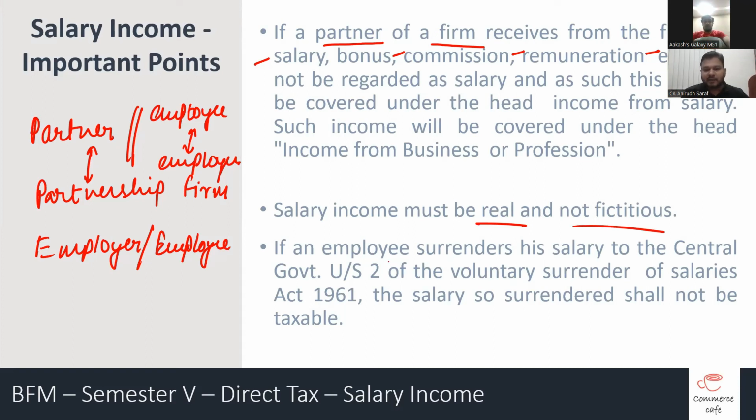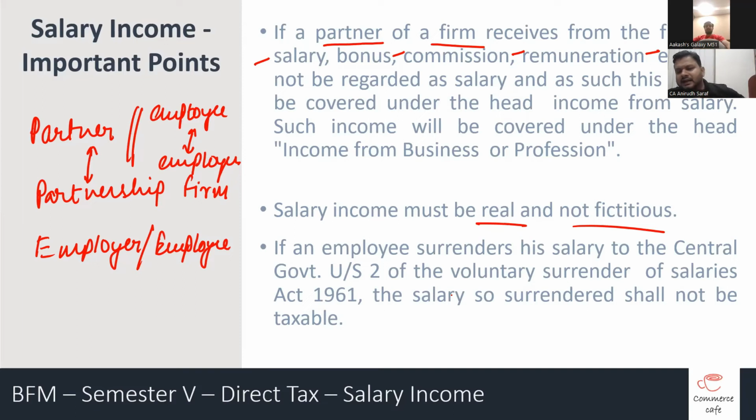And last point, if an employee surrenders his salary to the central government under Section 2 of the Voluntary Surrender of Salaries Act 1961, the salary so surrendered shall not be taxable. Okay, let's move on. What is this act? Salaries Act 1961.